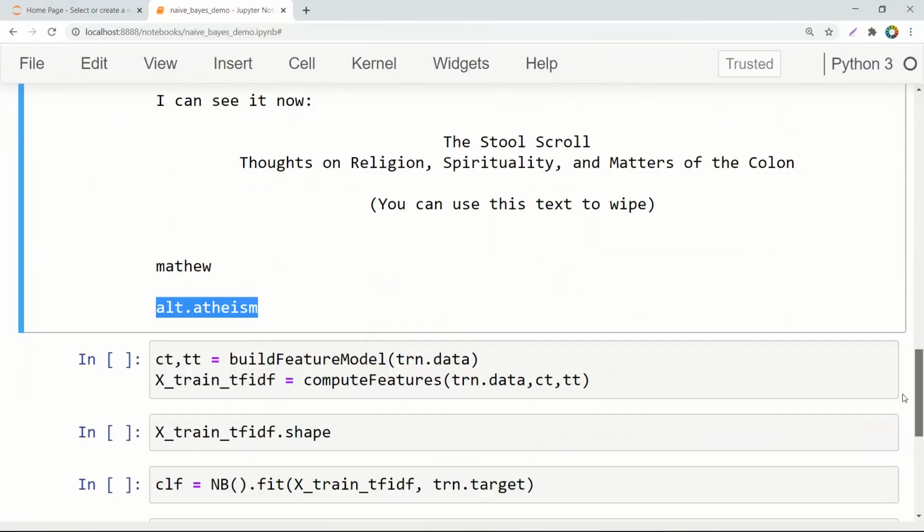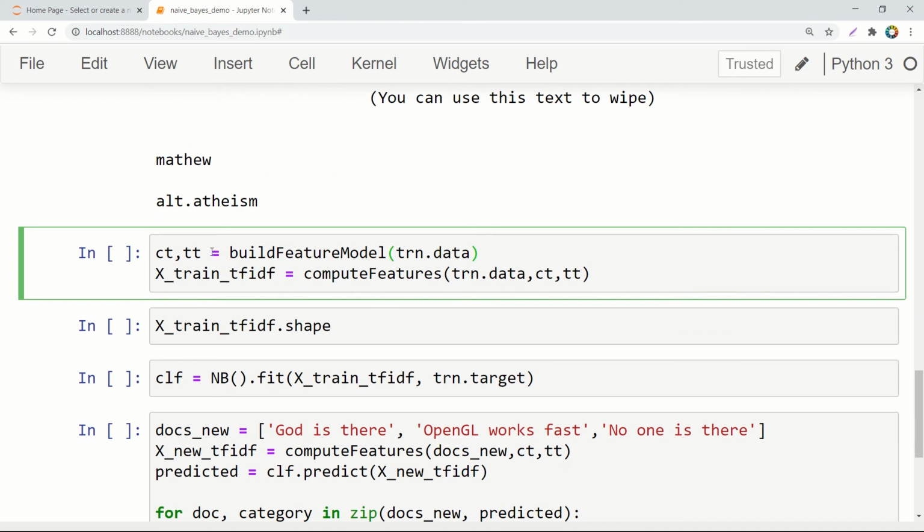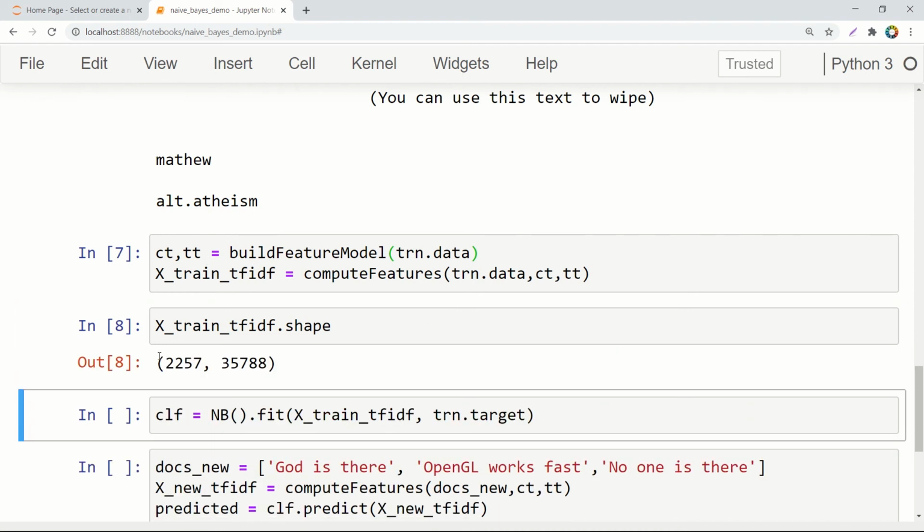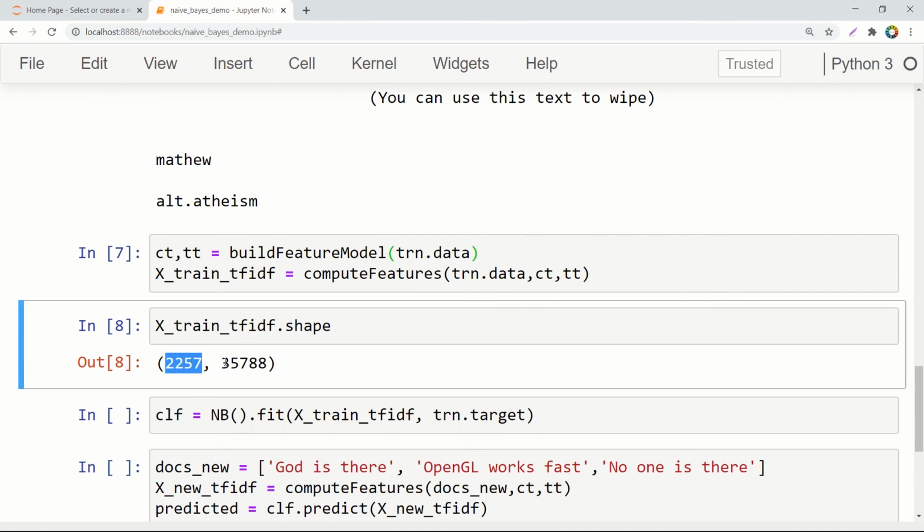Now, once we have all that data, let's build the feature model. This is the count transformer. This is the TF-IDF transformer. And once we have these two transformers, we can convert our data to features. Here, it may take a few seconds because feature extraction is a costly process. Now, if you see, our data has 2257 documents, and the feature space is 35,788 dimensional. That's the total number of features, which is huge.